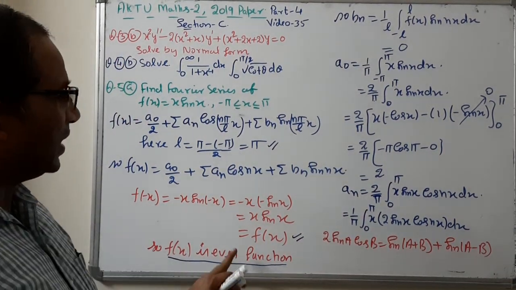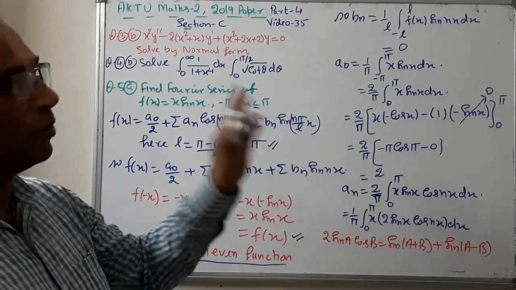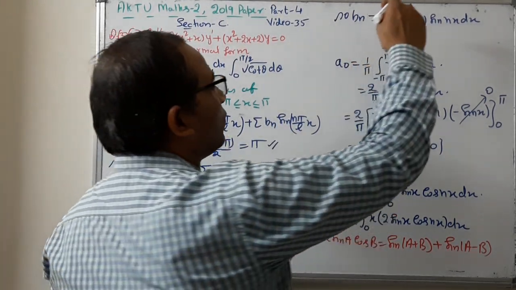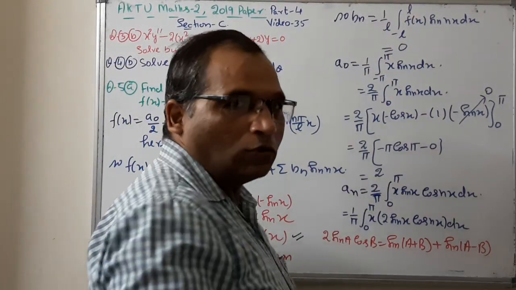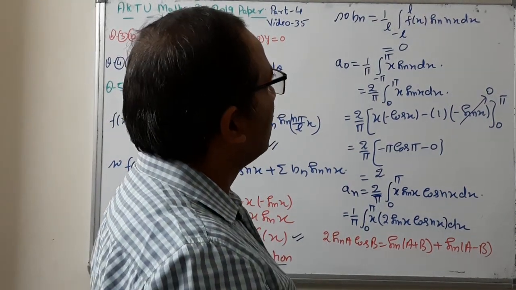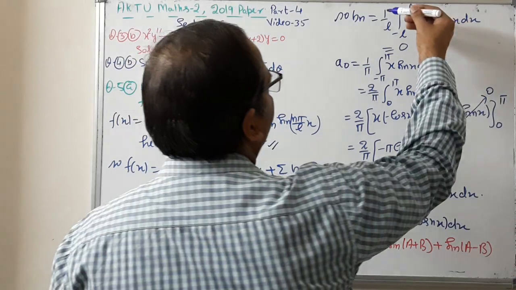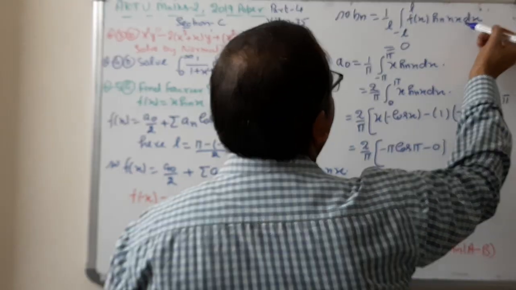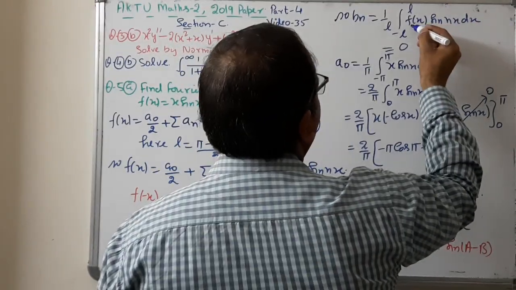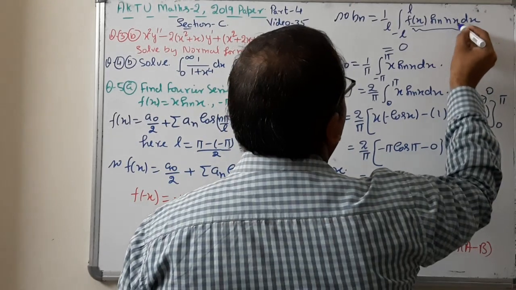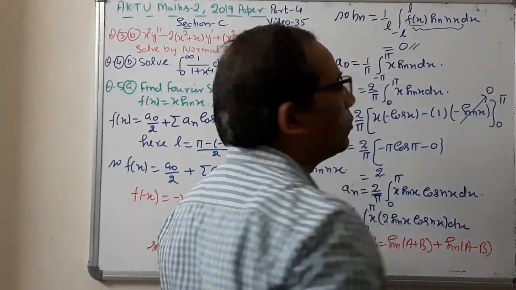Because the given function is even, bn should be equal to 0. But we should first write the formula, then write that the value is equal to 0, in case there is some error, so that we still get some marks from the given formula, right? So I write 1 upon L, integral from minus L to L of f(x) sin nx dx. Because f(x) is even, the whole integrand is odd, so the value of the integration is equal to 0.